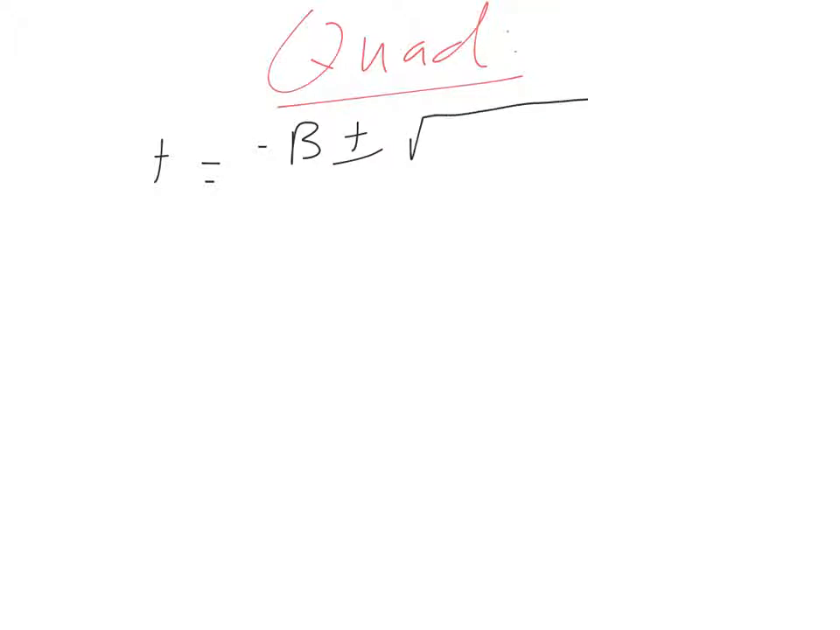All right, so go ahead and apply the quadratic equation, which, if you don't remember, will give us answers for time. It's negative b plus or minus square root b squared minus 4AC, all that quantity over 2A.